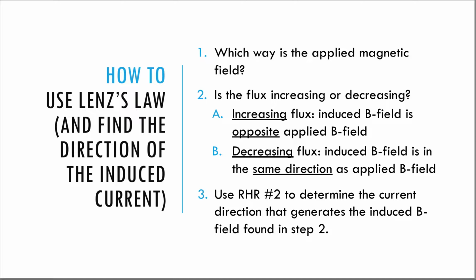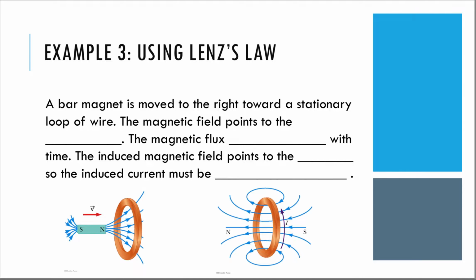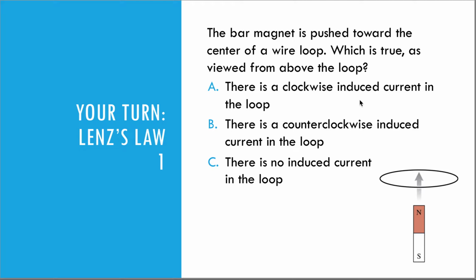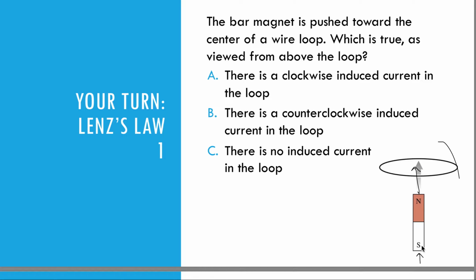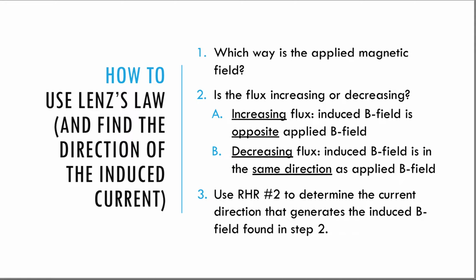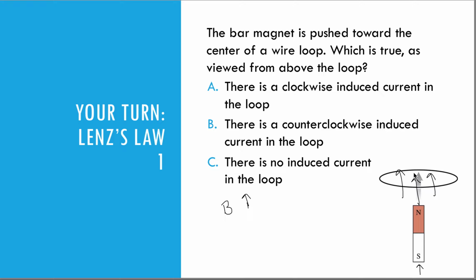So the first step is which way is the applied magnetic field, or the field through that loop. We know that the field points away from the north and towards the south. So right here, at the location of the loop, the field is going upward. The next step is to see, is the flux increasing or decreasing? The magnet is getting closer, so the field through the loop is getting stronger, so the flux is increasing.